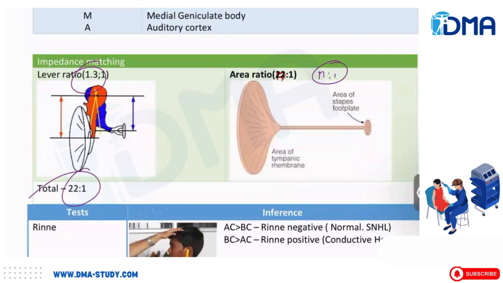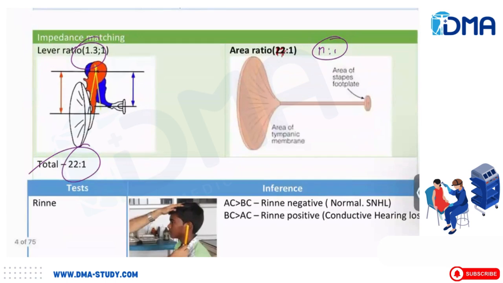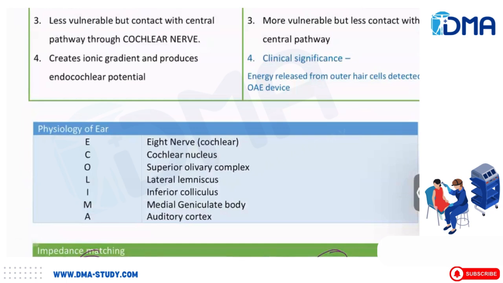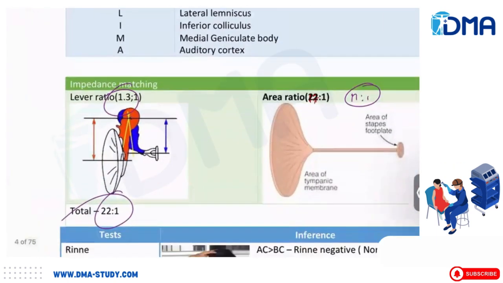With that note, we have completed the physiology of the ear. It starts from the tympanic membrane, ossicles, eighth nerve, cochlear nucleus, superior olivary complex, lateral lemniscus, inferior colliculus, medial geniculate body, auditory cortex. We name it ECOLIMA. Very, very, very important.